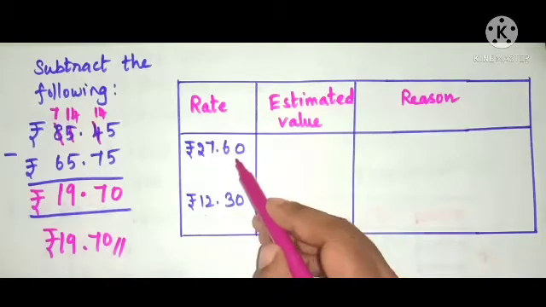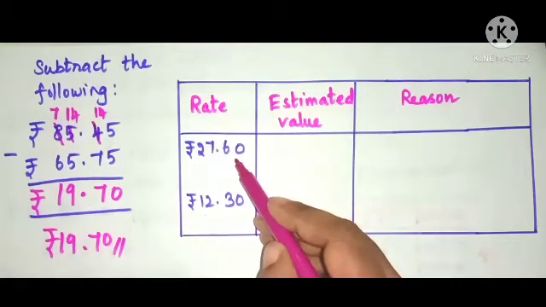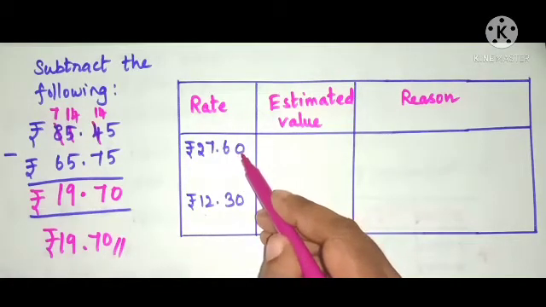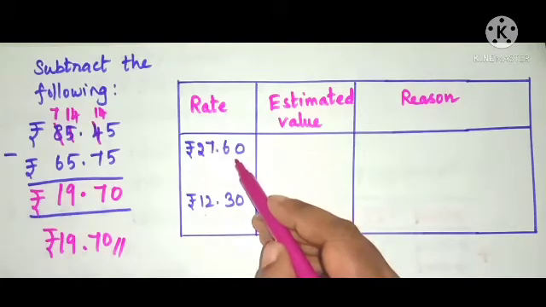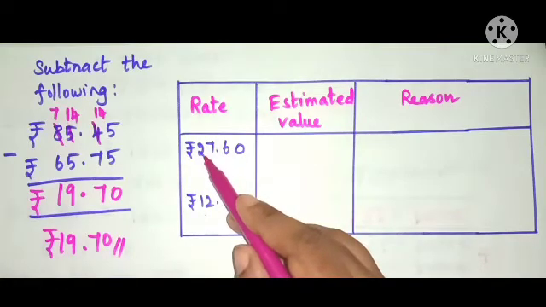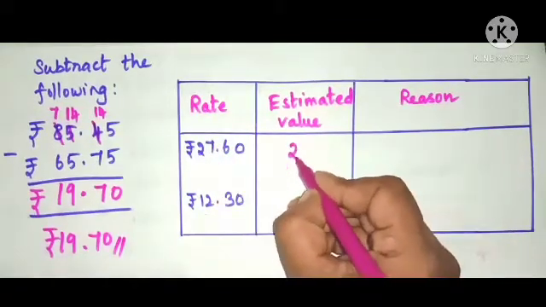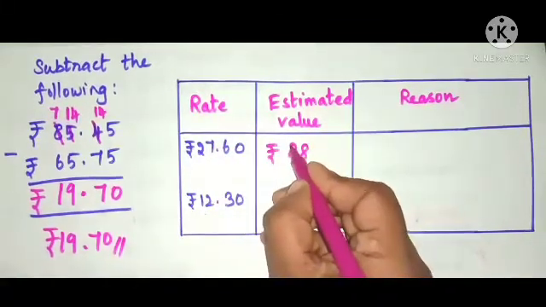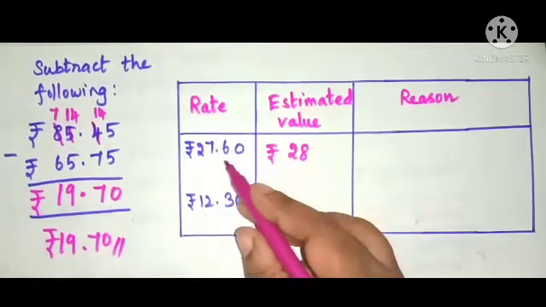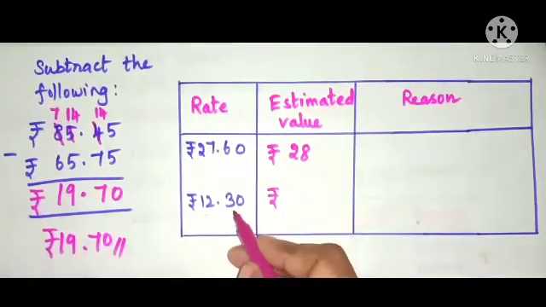So, what will be the estimated value of 27 rupees 60 pice? We need to check the pice value. Here it is 60. If it is 50 or greater than 50, what we will do? Yes, we need to add 1 to the previous digit or 1 to the rupees value. That is 28. 28 rupees is the estimated value of the given rate. And here 30 pice. Check the pice value. Here it is 30. 30 is less than 50.